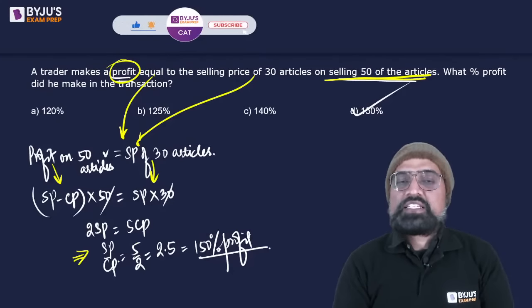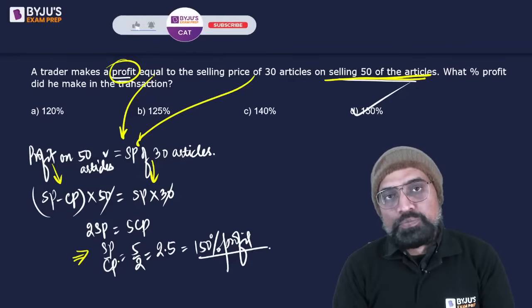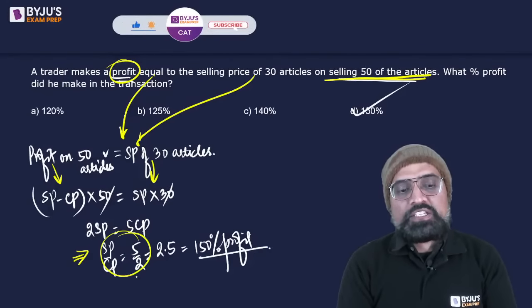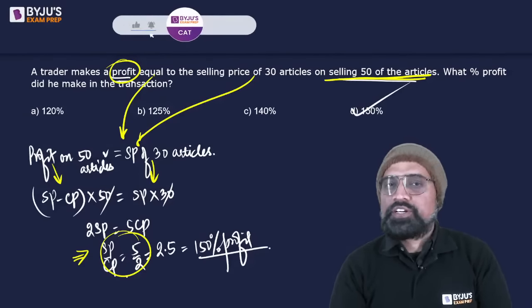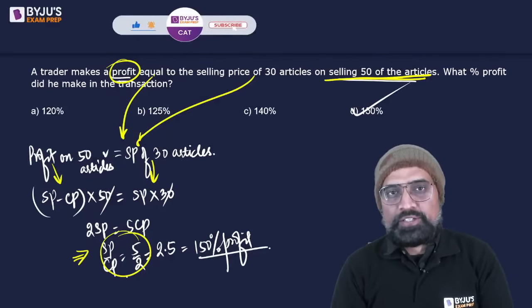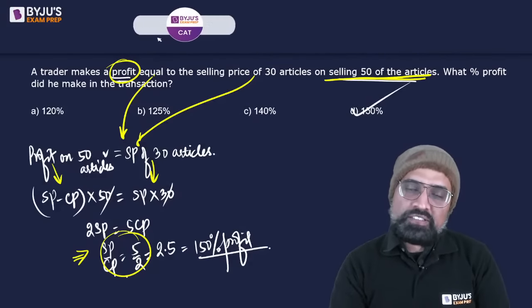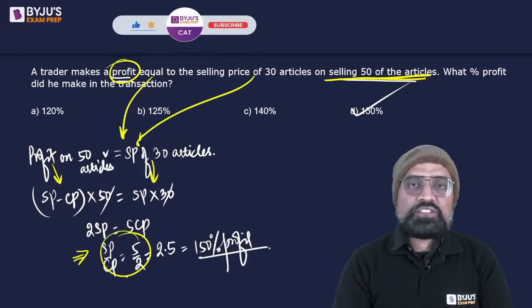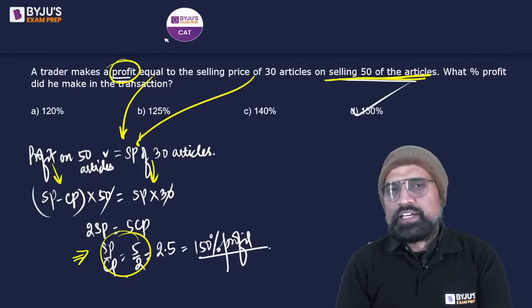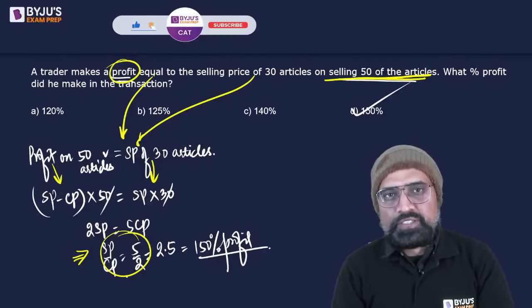Or selling price is 5 rupees, cost price is 2 rupees. Or selling price is 500, cost price is 200. You can take whatever you would like to. You can make cost price as 100 and you will get selling price as 250. In either case, you will get profit percentage as 150%.